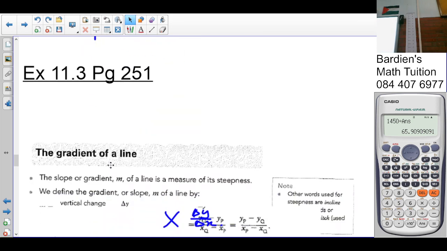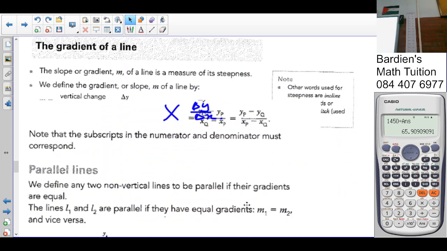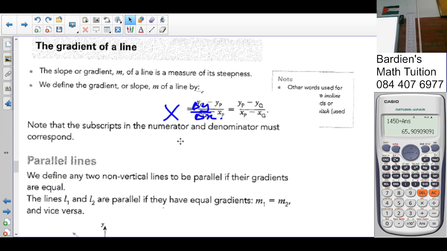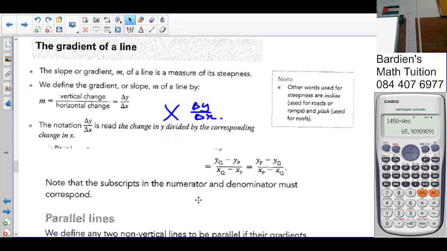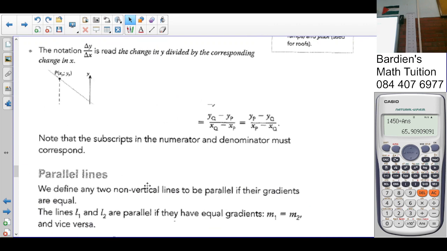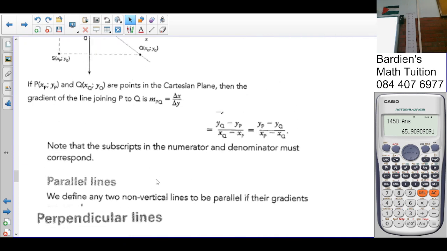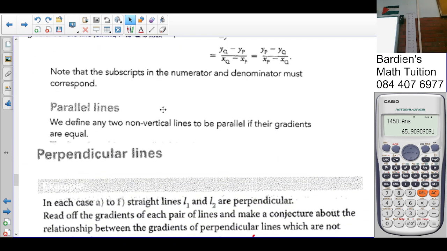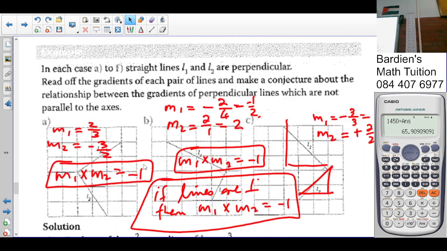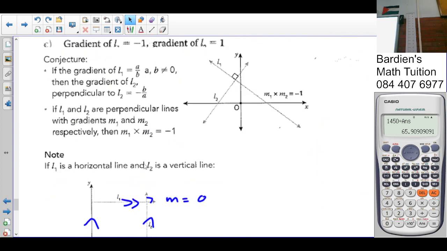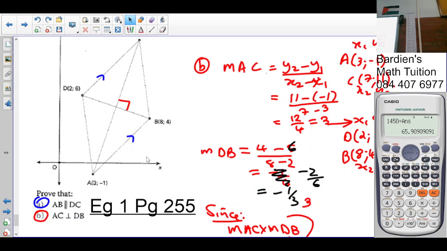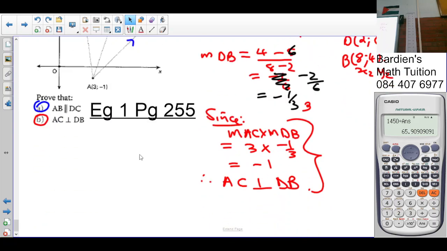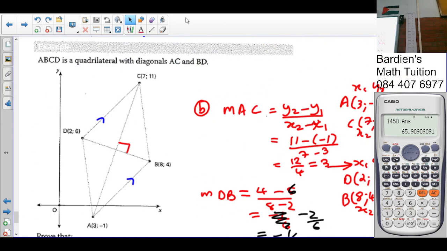Let's carry on here. We spoke about gradients of lines. Now we see there was a mistake there. It was delta y over delta x. Then we spoke about parallel lines and perpendicular lines, no? Then we did an example. So now we can delete this page.